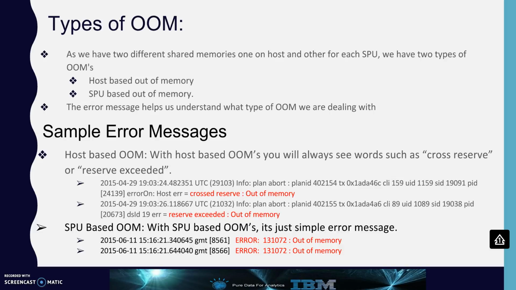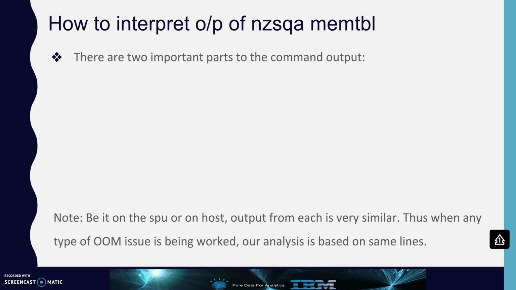For host-based out-of-memory error, we would always see words such as cross reserves or reserve exceeded. These are purely host-based out-of-memory errors. Whereas with an SPU-based out-of-memory error, in the error message we see a number followed by out-of-memory. That number represents how many bytes it was trying to allocate before it ran into an error.